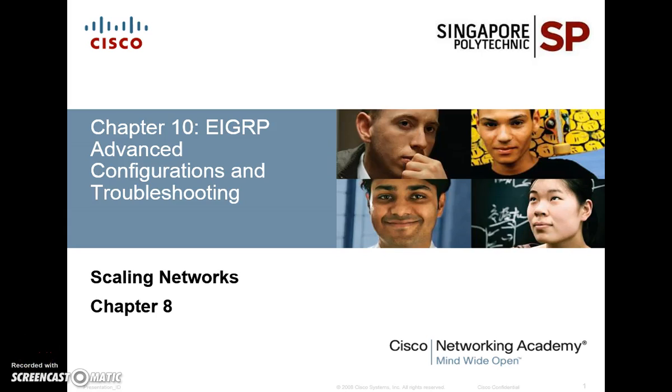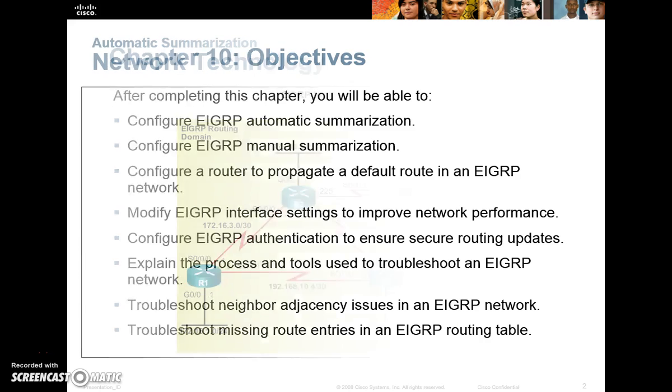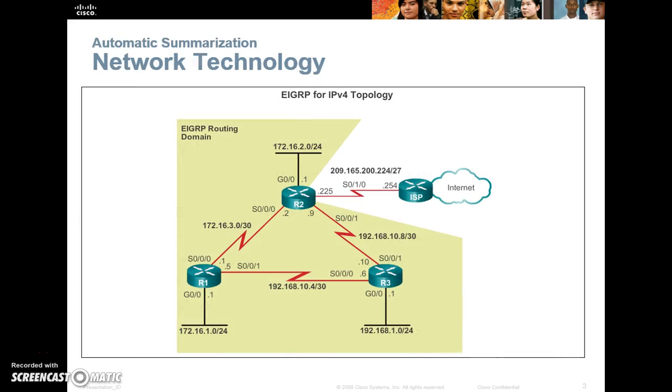Hey class, we are on our last chapter, EIGRP, Advanced Configuration and Troubleshooting. This is a network topology we're going to use to describe auto summarization in EIGRP.